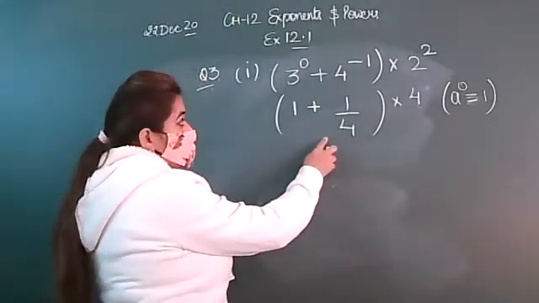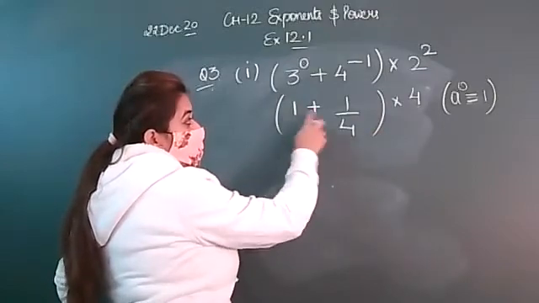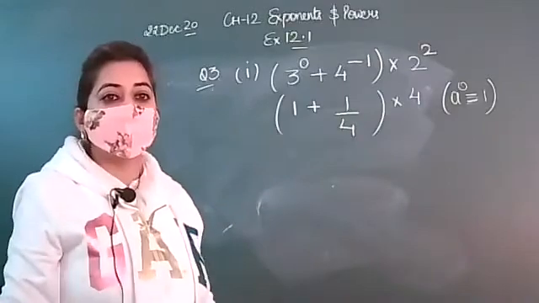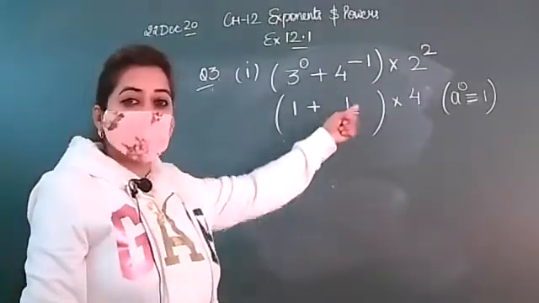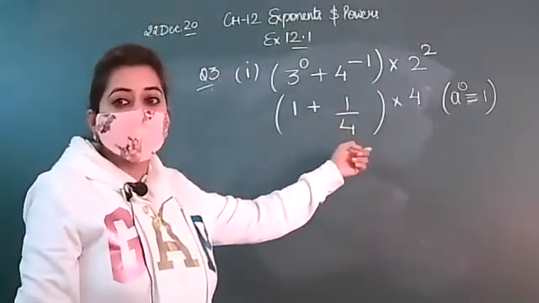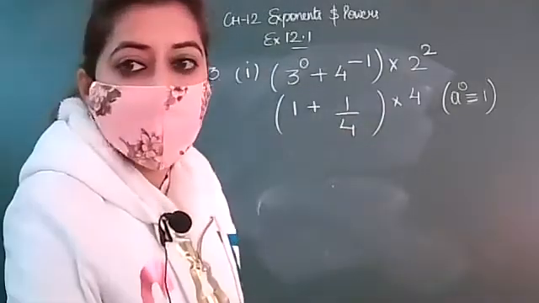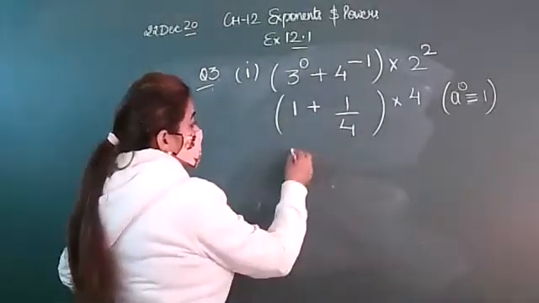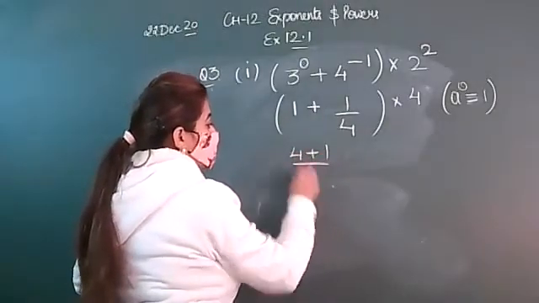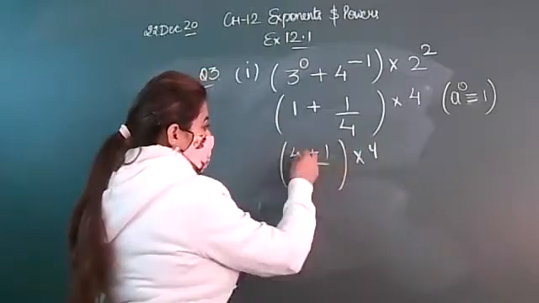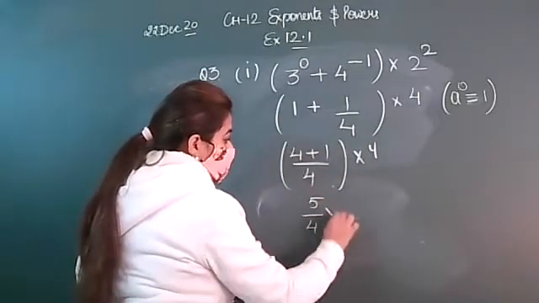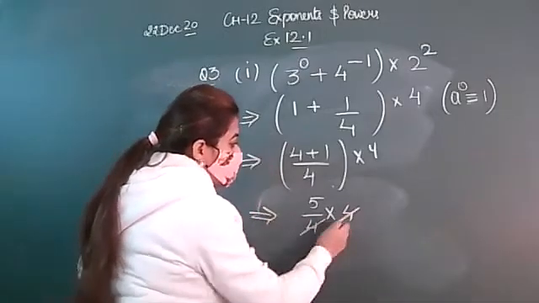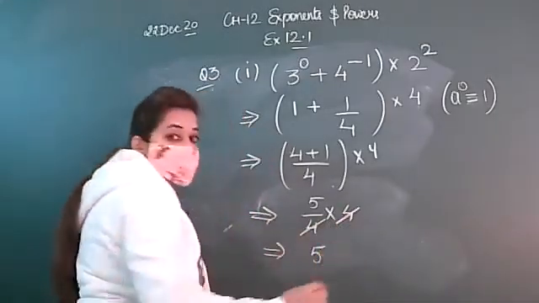Now how will you solve this? As you can see, the bracket is there and the terms are in fraction form and addition is there. Whenever addition or subtraction is there with a fraction term or rational number term, you have to take the LCM. We can't solve it without the LCM, beta. So take the LCM, this will give you 4 plus 1 by 4 into 4. So this is 5 upon 4 into 4. So 4 will cancel out. This will give you the answer as 5.